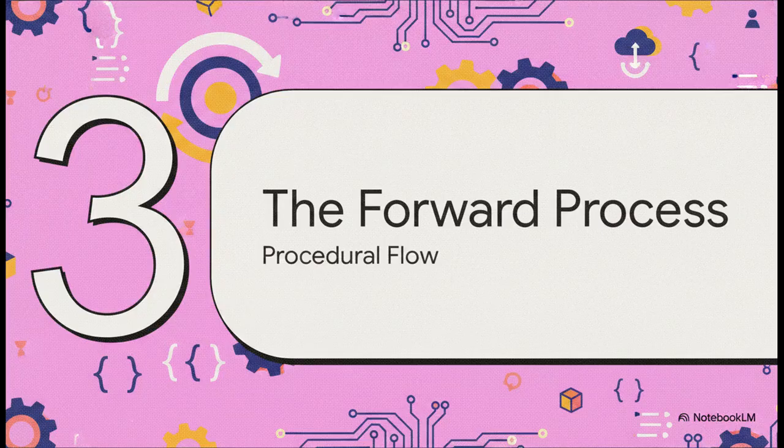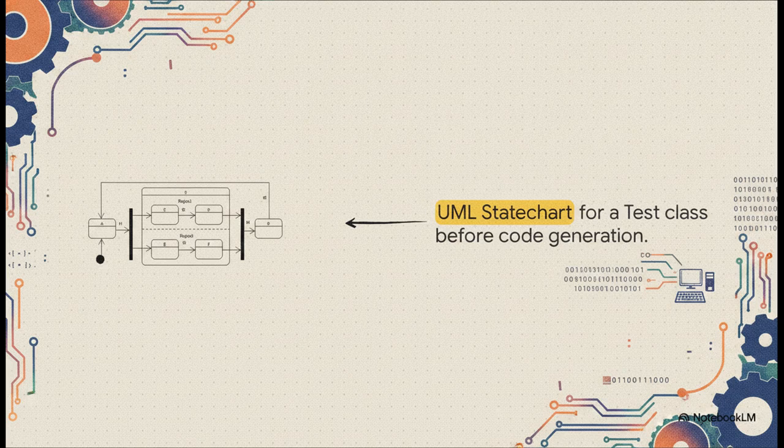All right, Section 3, the forward engineering process. Let's look at the actual procedural flow here. What you are looking at right here is a high-level UML state chart. UML stands for Unified Modeling Language, by the way. This specific diagram basically acts as an abstract blueprint.